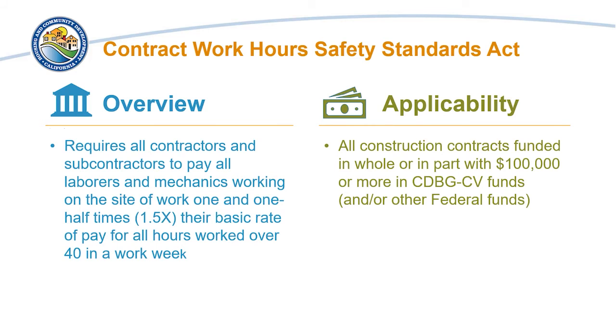The Contract Work Hours and Safety Standards Act requires all contractors and subcontractors to pay all laborers and mechanics working on the site of work 1 1/2 times their basic rate of pay for all hours worked over 40 hours in a work week. These requirements apply to all construction contracts funded in whole or in part with $100,000 or more in CDBG-CV funds and/or any other federal funds.